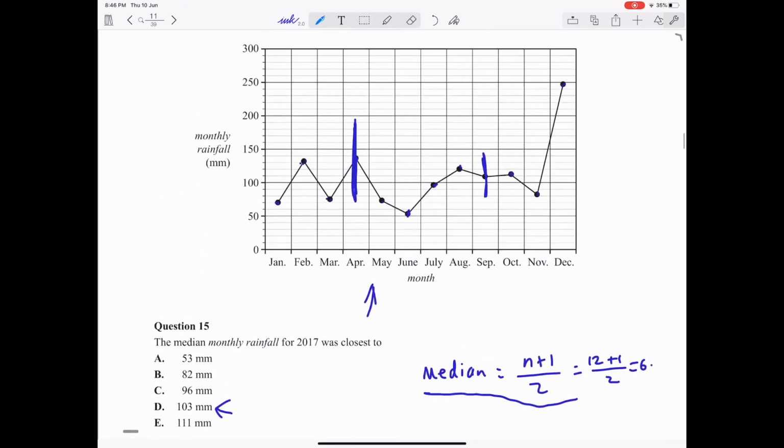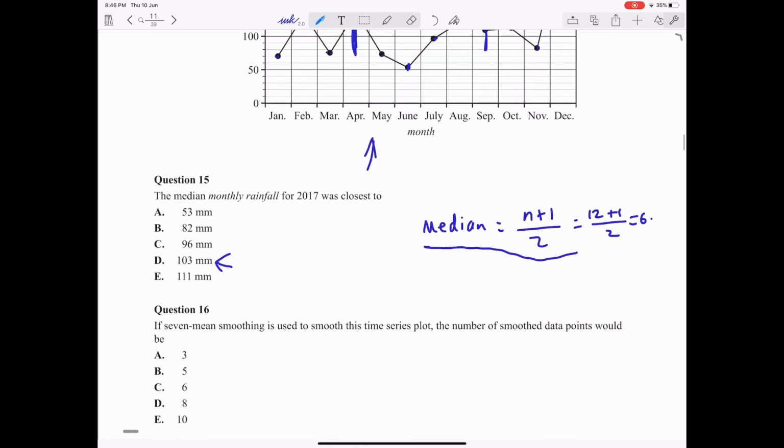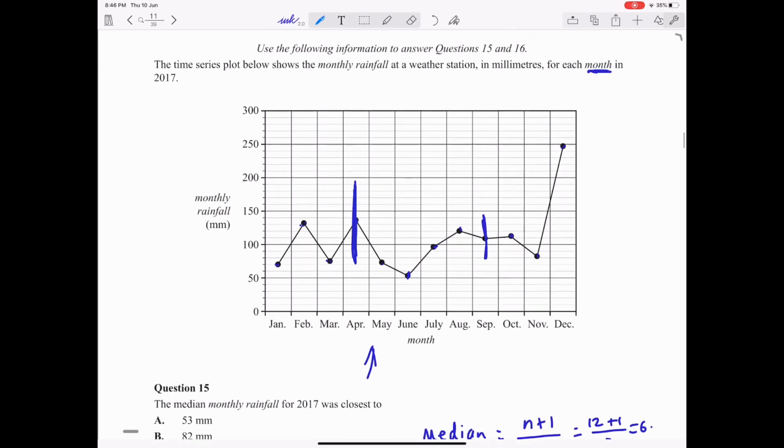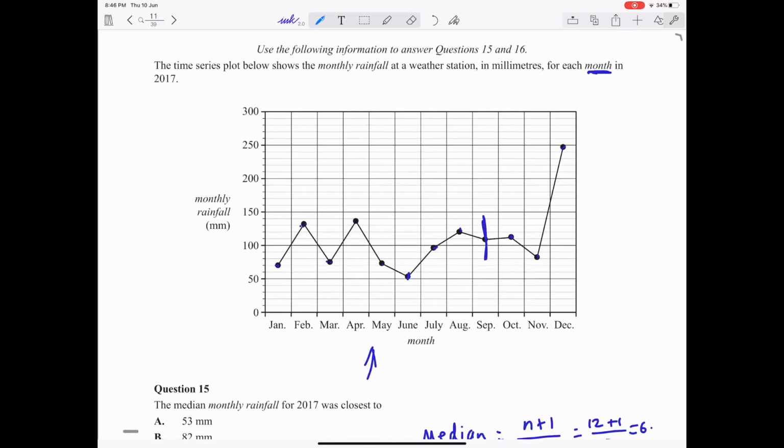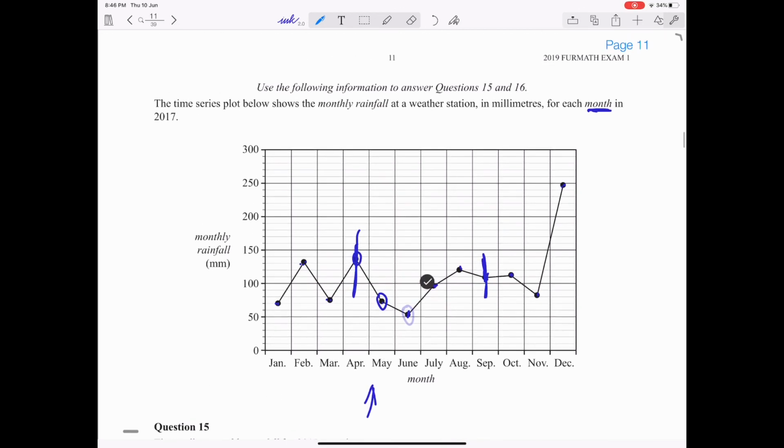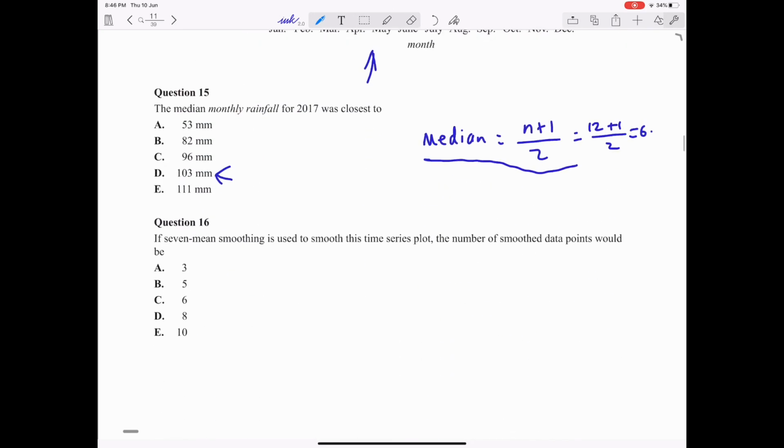So to find the number of smooth data points, if we were to use the 7 mean smoothing for this time series plot, you just count from this line over here to this line over here. So just 1, 2, 3, 4, 5, 6. So therefore C is the correct answer.